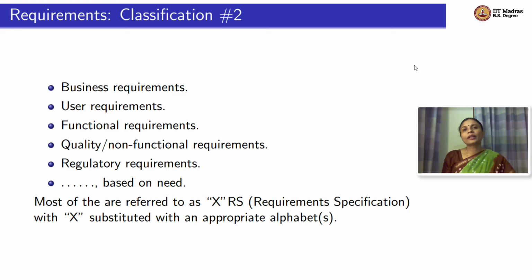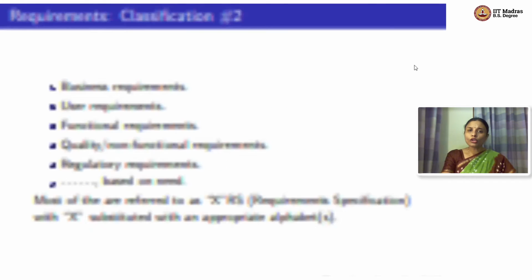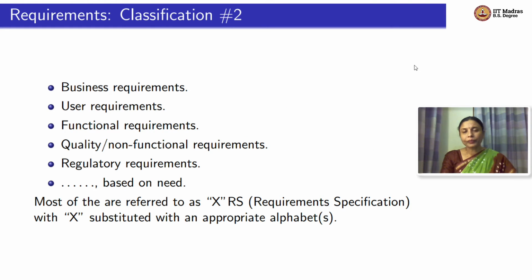And the documents that contain these requirements usually have this tag RS. Like, for example, functional requirements. The document that contains all the functional requirements will be called FRS. Sometimes you write down software requirements exclusively for the software. So that will be called SRS, software requirement specification. So most of them are referred to as XRS, where X is substituted with the appropriate kind of requirement. So we'll walk through one after the other briefly.